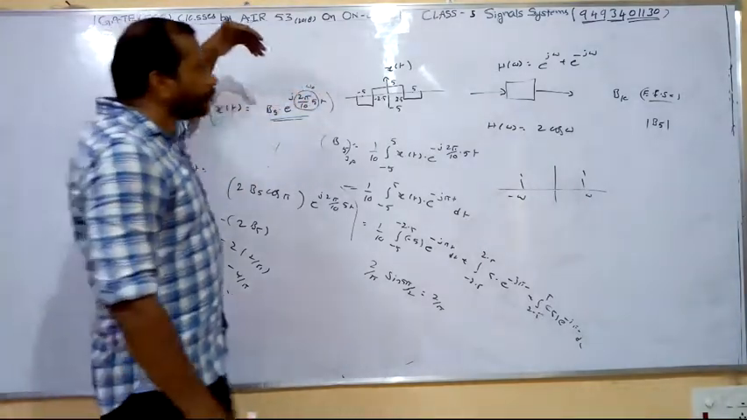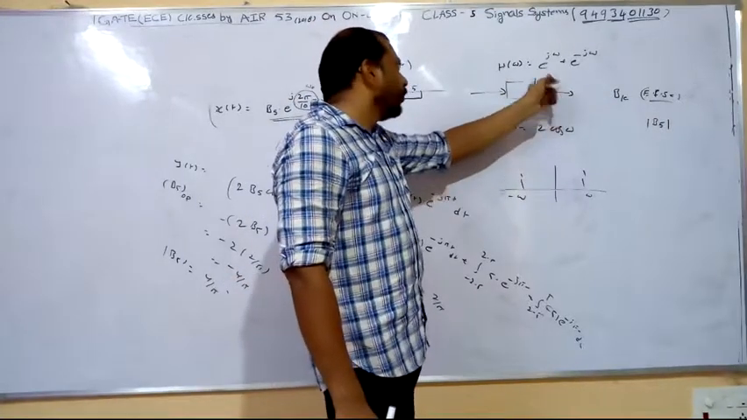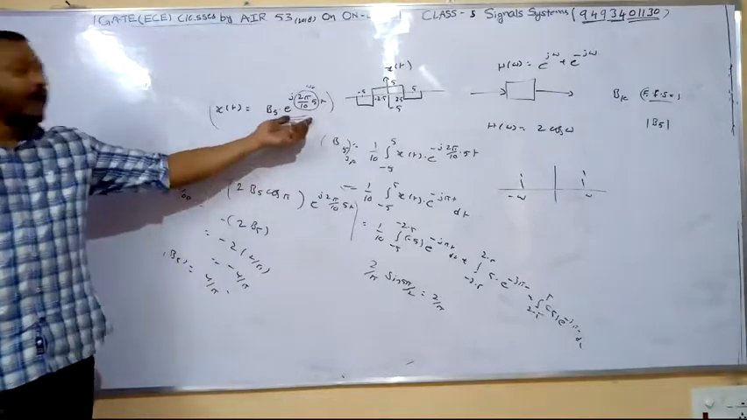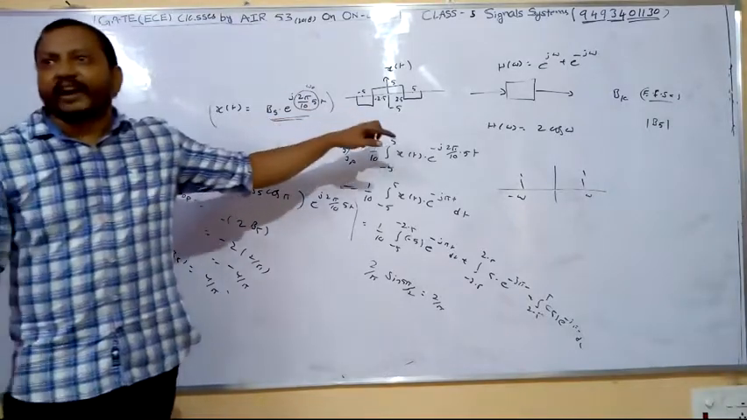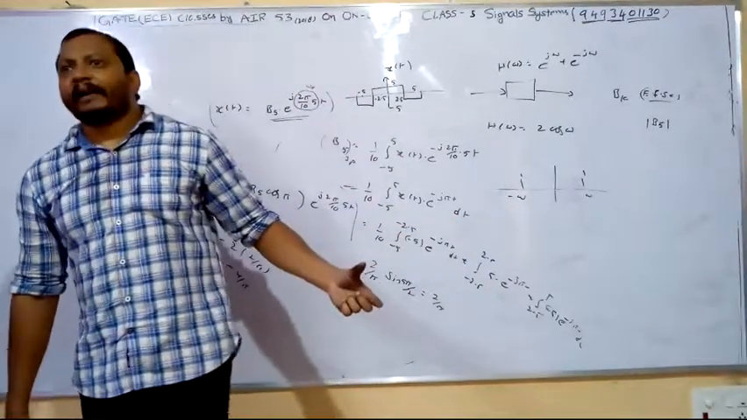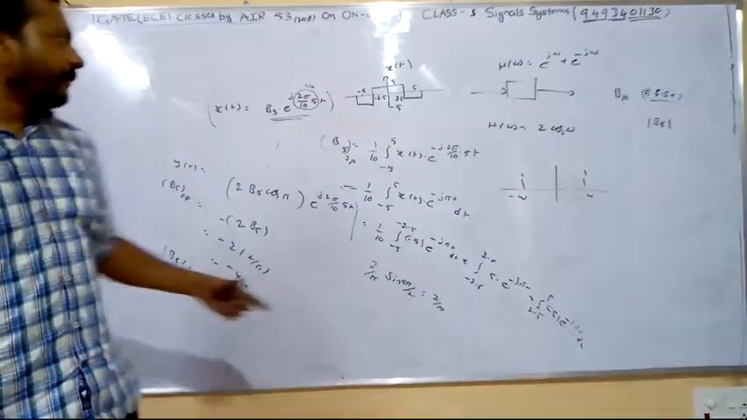This signal is passing through this filter whose characteristic is 2 cos omega. This is the Bessel function, which we have already seen in the Fourier transform. What is the output of that? The output is the Bessel function only, with the magnitude multiplication and the phase addition.